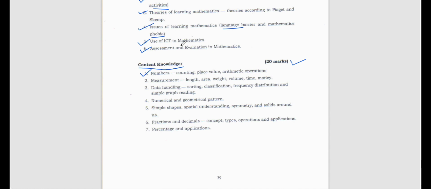Just try to understand, if there were no zero in mathematics, what would have been the condition of our mathematics today? It is because of zero that our mathematics has become so valuable, right?